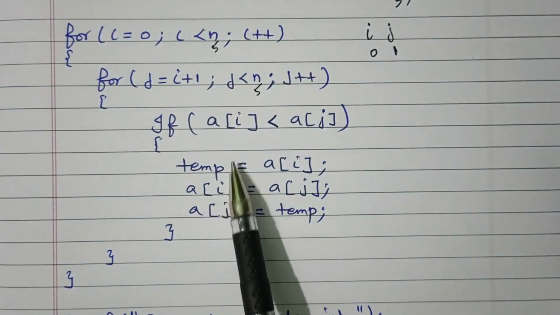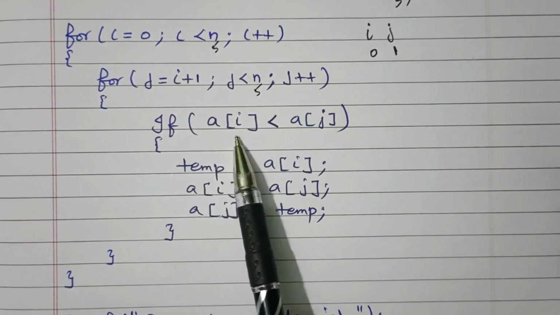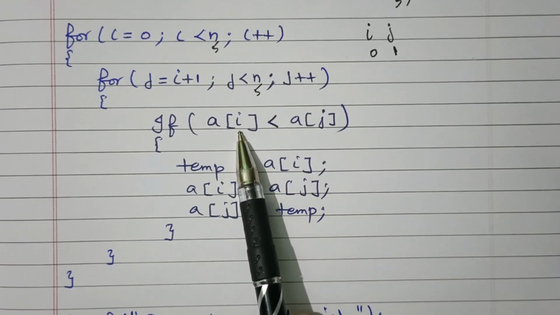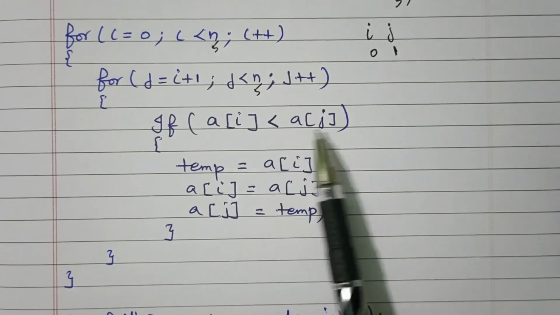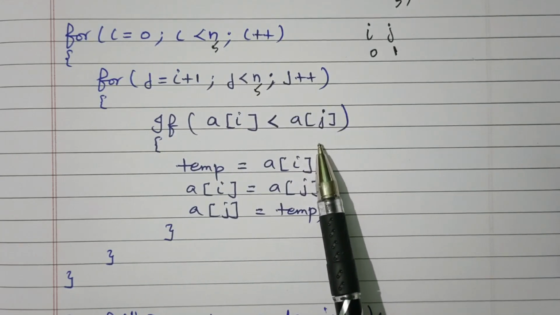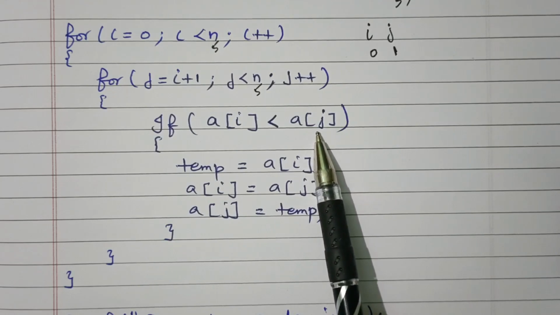Right. Now we are checking the condition. If a of i less than a of j. A of i means first number, a of j means second number. Right. You are checking the first number and the second number. Suppose the second number is greater, because we need the maximum number at the first in descending order. If the second number is greater, what do we need to do?